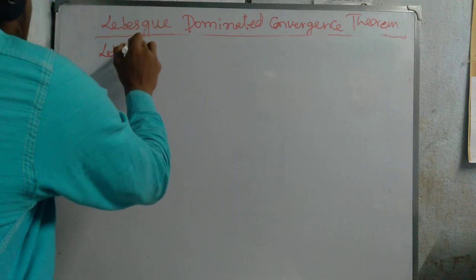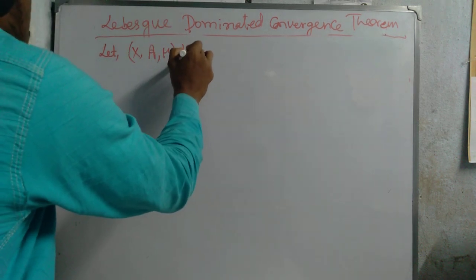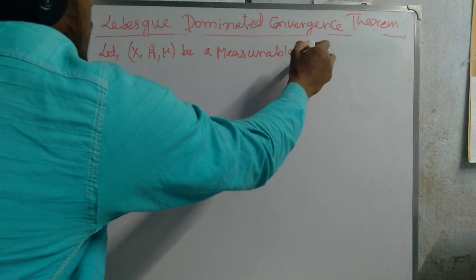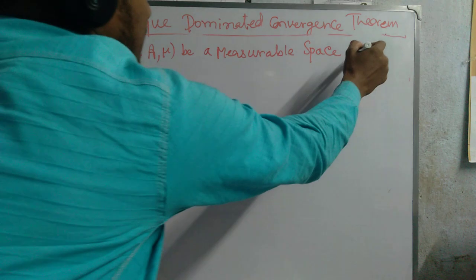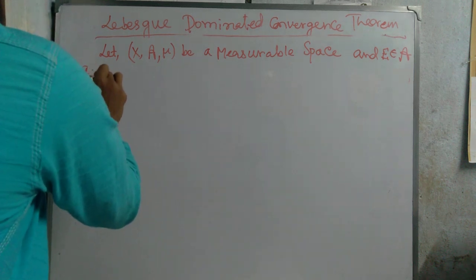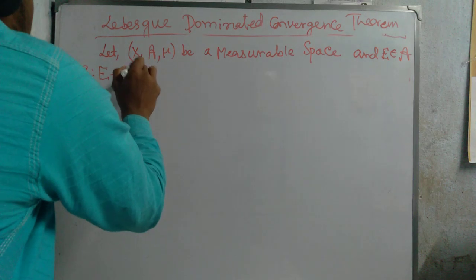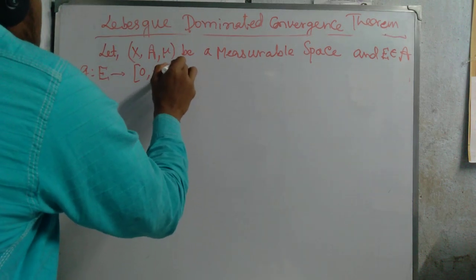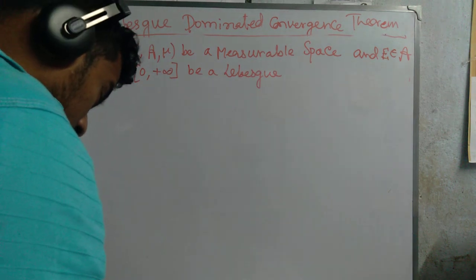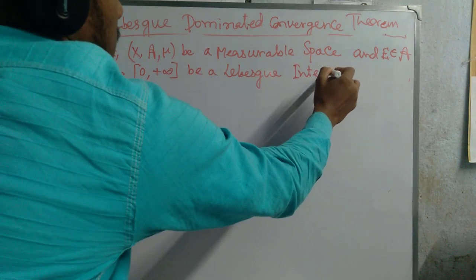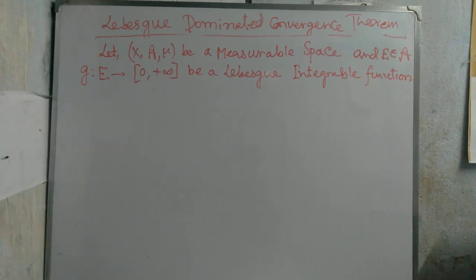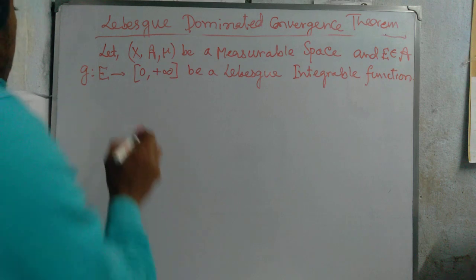Let (X, A, mu) be a measurable space, and E belongs to this algebra, and let g from E to [0, plus infinity) be a Lebesgue integrable function. Okay, that means some another function g is a Lebesgue integrable function.